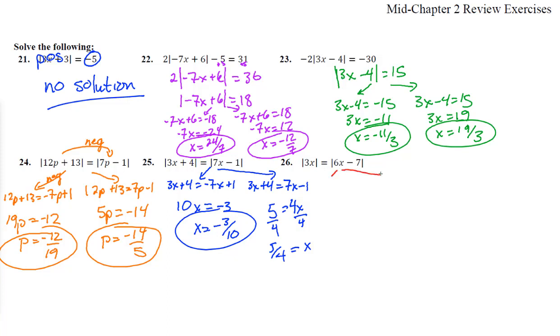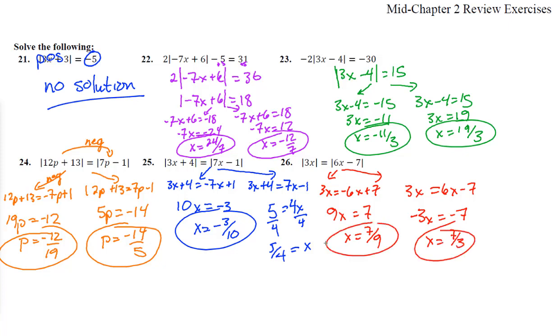I'm going to split it two different ways. We have 3x equals the opposite of this, so negative 6x plus 7, and then 3x equals this exactly, 6x minus 7. All right, so add 6x and we get 9x equals 7. So x equals 7/9. And then subtract 6x, we get negative 3x equals a negative 7. Divide by a negative 3 and we get positive 7/3. So 7/9 and 7/3. All right, good.